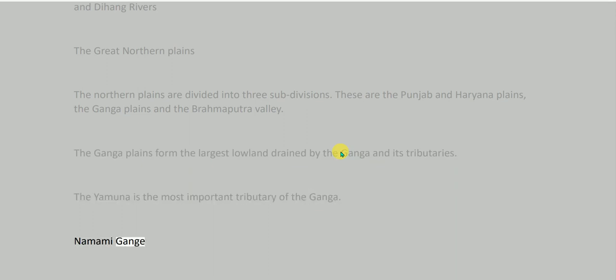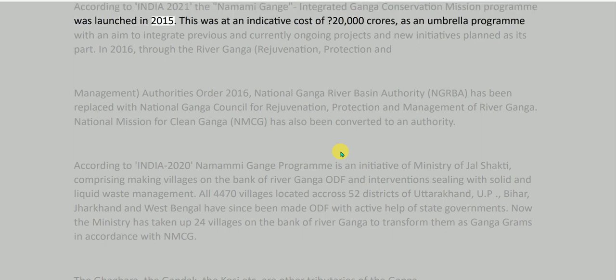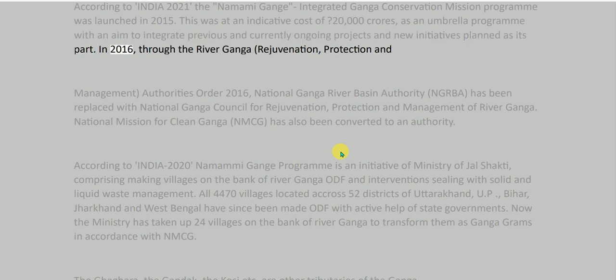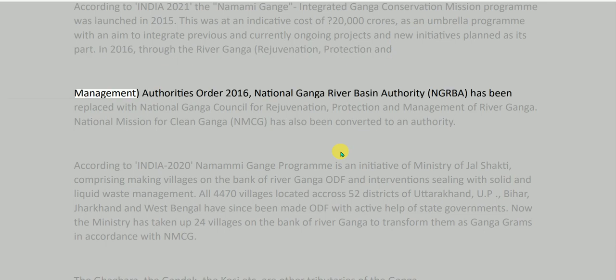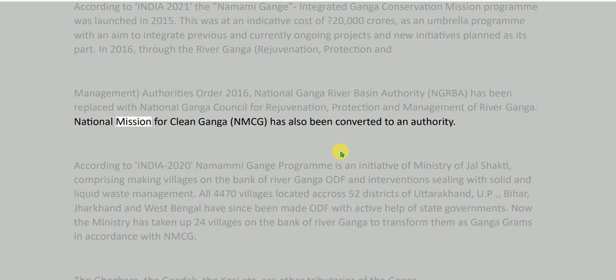Namami Gange. According to India 2021, the Namami Gange Integrated Ganga Conservation Mission program was launched in 2015. This was at an indicative cost of 20,000 crores as an umbrella program with an aim to integrate previous and currently ongoing projects and new initiatives planned as its part. In 2016, through the River Ganga Rejuvenation, Protection and Management Authorities Order 2016, the National Ganga River Basin Authority (NGRBA) has been replaced with the National Ganga Council for Rejuvenation, Protection and Management of River Ganga. The National Mission for Clean Ganga (NMCG) has also been converted to an authority.